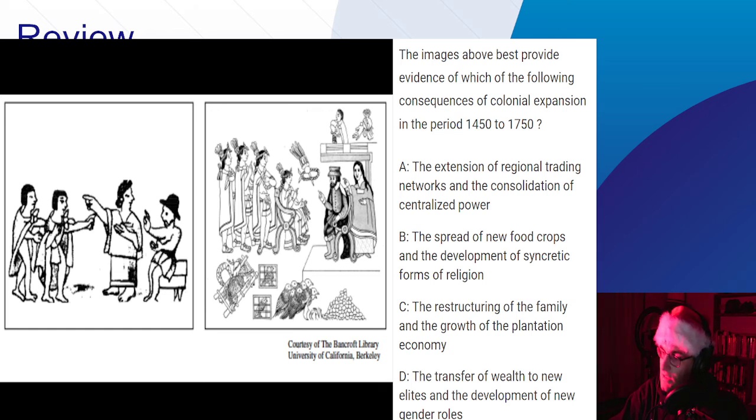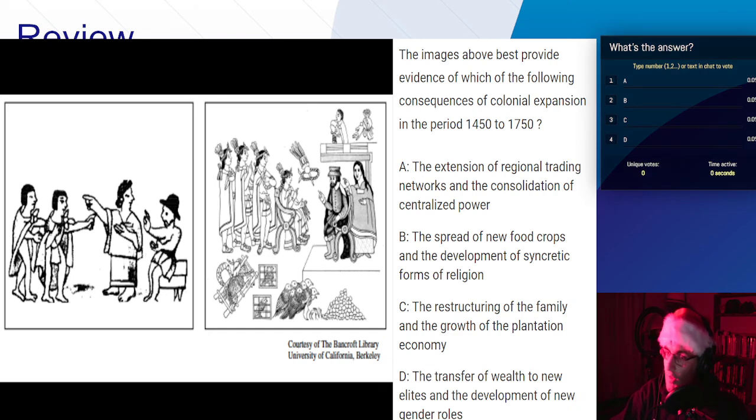All right. Let's get the A, B, C, D up there. So we got this lovely image of a woman named Malinche. She was Cortez's translator during his conquest of the Aztecs and the Incas. These are two pictures of her, one of which is a Native American perspective of a story with her in it, the other of which is a Spanish perspective with her in it. So if you look at both of them, what are the following consequences of colonial expansion can you see in the period 1450 to 1750? Is it A, the extension of regional trading networks and the consolidation of centralized power?